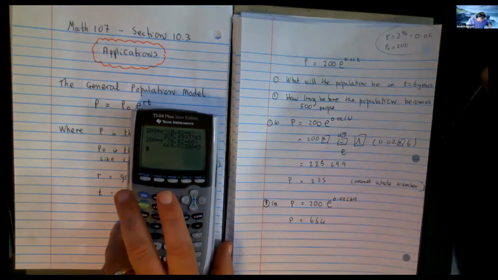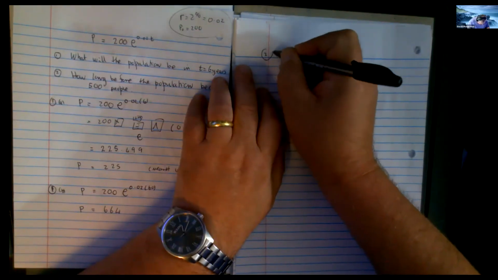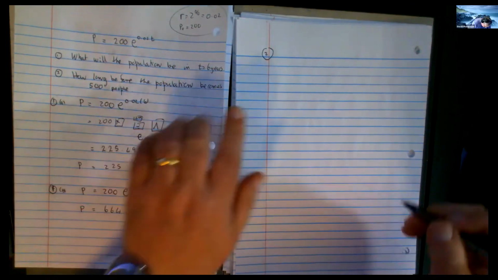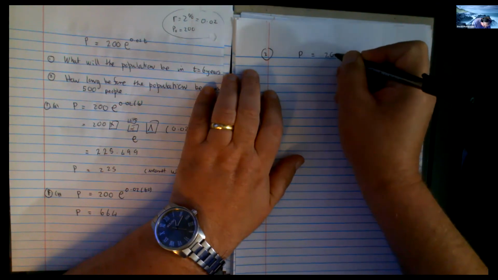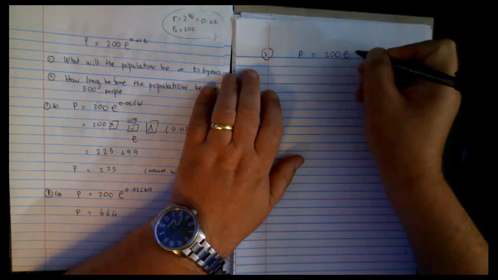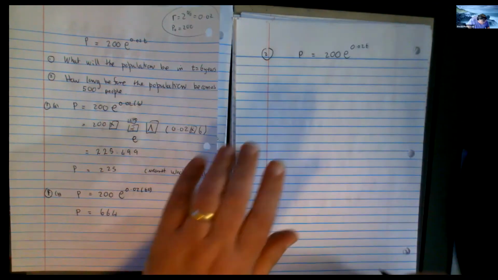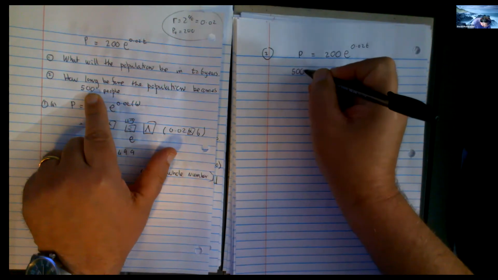Now, I said there's two kinds of questions. Let's show you the second one. Question 2: How long before the population, say, becomes 500? Now, those type of questions are a little bit tricky. You start off with your formula. But now you know the population. In this case, it's going to be 500.